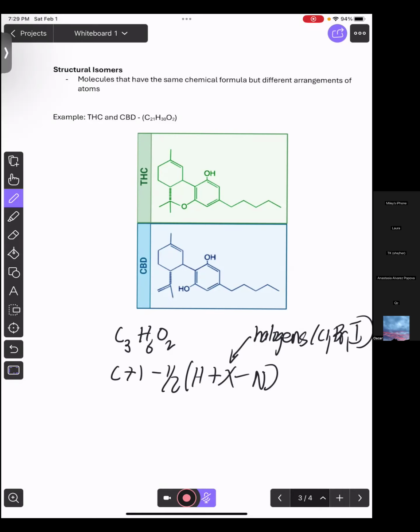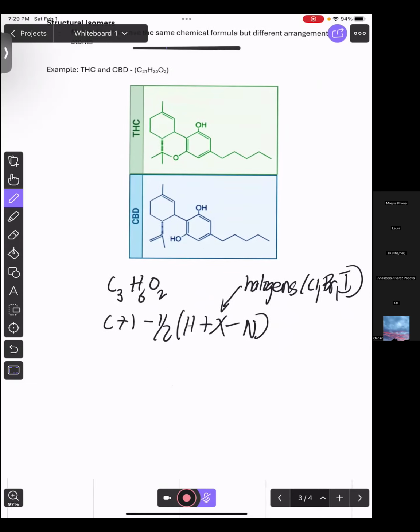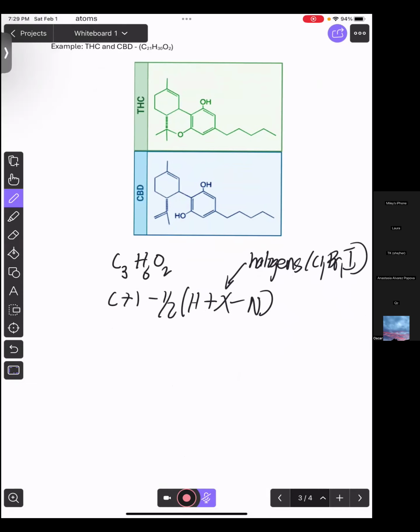All right. So let's walk through this and see what you all came up with. So how many valence electrons? We have 3 times 4 plus 6 times 1 plus 2 times 6. What total did we get here? We got 30. Great.